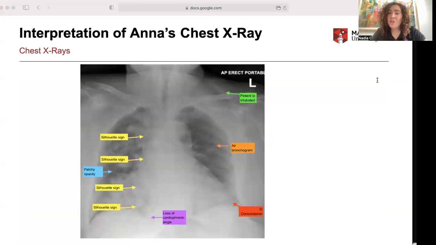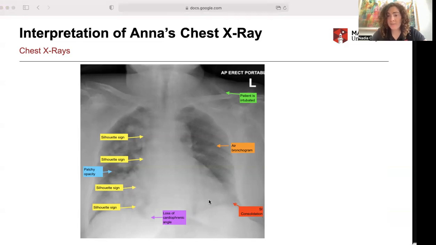Now, let's interpret Anna's chest X-ray. I have noted down my interpretation, which I will explain my reasoning to you. So in the blue here, there is patchy opacity and consolidation in the right lung and slight opacity and consolidation in the left middle zone, where it is likely that an air bronchogram is present in the orange. There is focal opacity and consolidation in the left lower zone, noted in the red, and slight tracheal shift towards the right side.